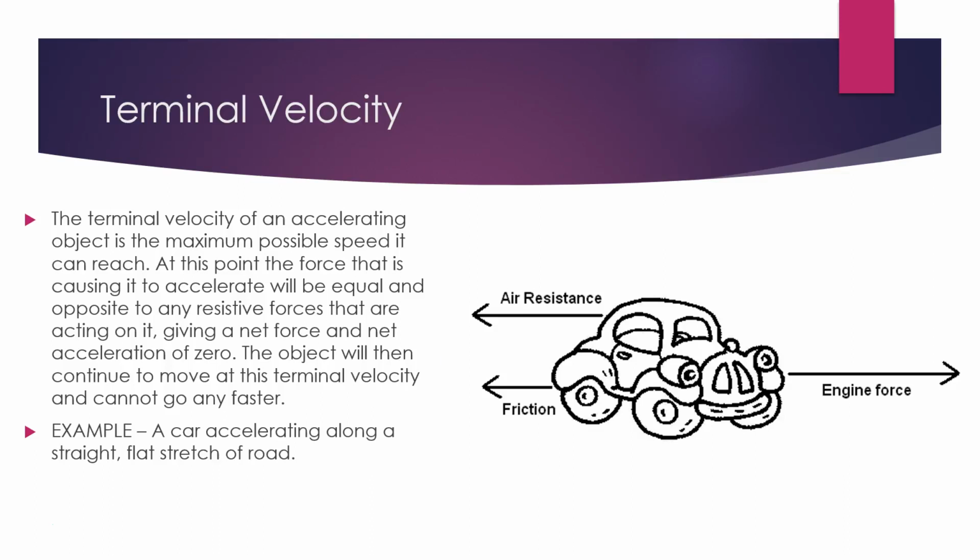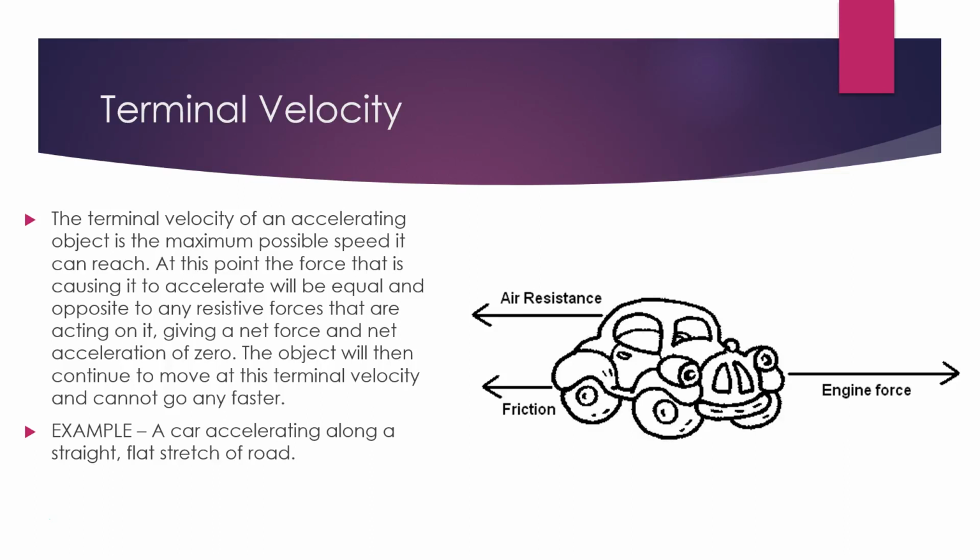The very last part of this we look at is terminal velocity. So we've talked a bit about terminal velocity already in the previous lesson. The terminal velocity for an accelerating object is the maximum possible speed it can reach, beyond which the acceleration disappears and you can't go any faster.